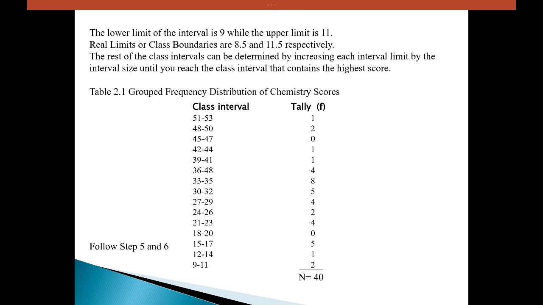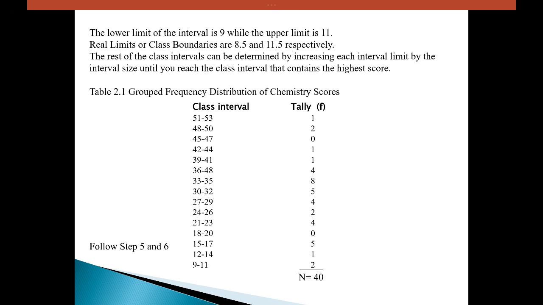Okay, so the lower limit is number 9, and then from there you need to proceed with each class interval. Remember that each class interval has a lower limit and an upper limit. So if the first class interval's lower limit is 9, what should be your upper limit? Remember that the difference of upper limit and lower limit is your class size, and your class size is 3.